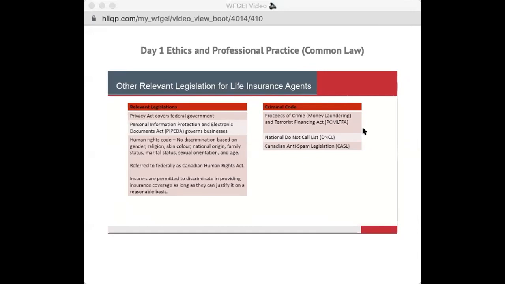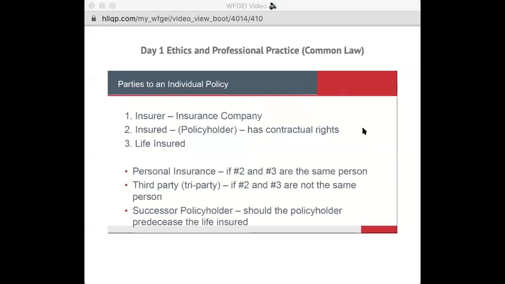Okay, so these are things that fall under the Criminal Code, basically. So let's take a look now at the various different insurers, basically the individual policies.